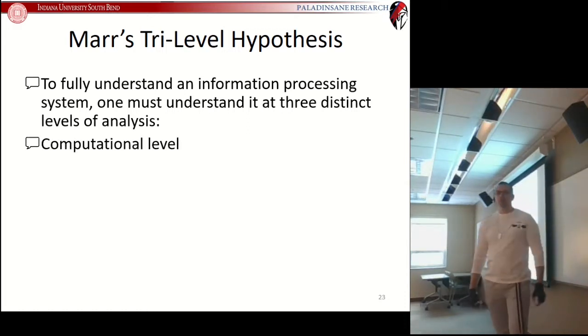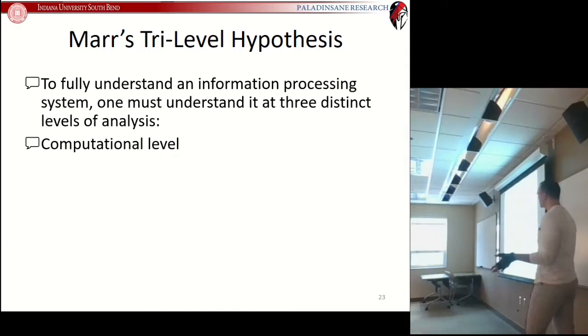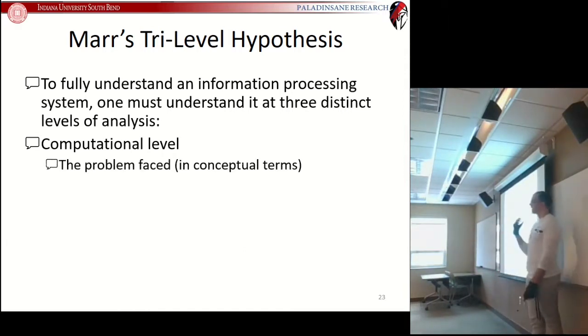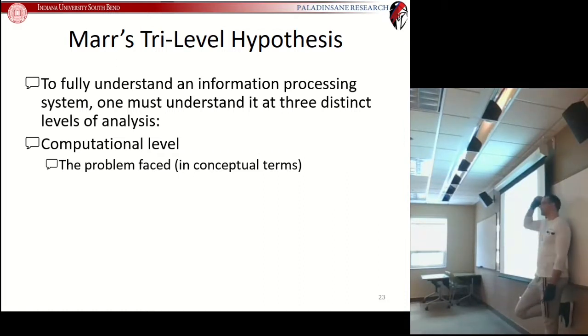So what are the levels? The first level is a computational level, and this is the problem that's faced in computational terms. For our purposes, what this means is that this is a listing of everything that humans can do with their cognition.